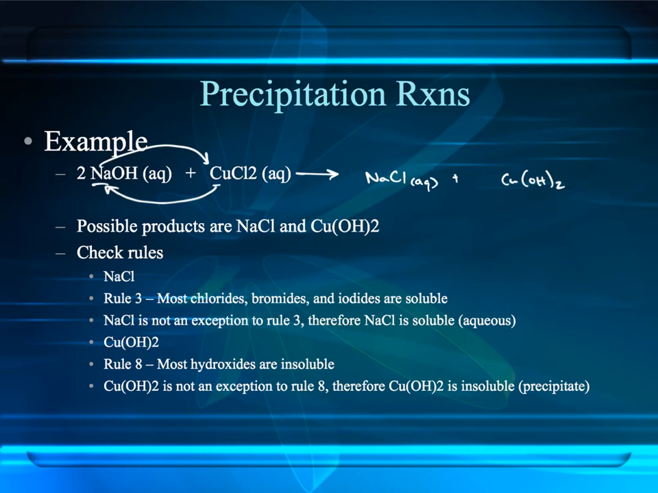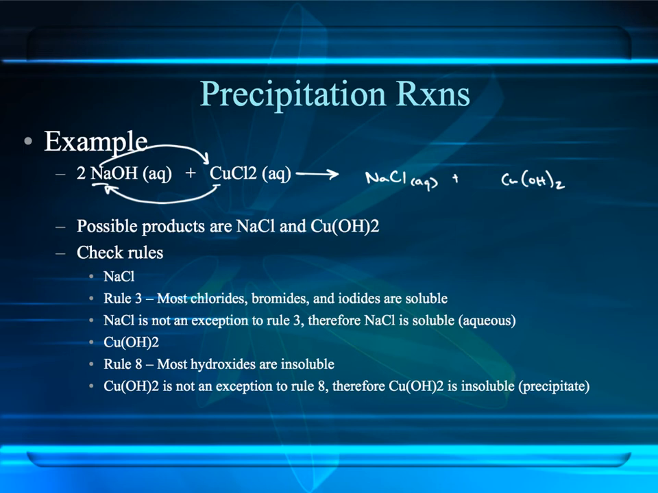And if you check Rule 3, it says most chlorides, bromides, and iodides are soluble. That's what we're looking at down here. Well, this is a chloride. And if you check the table there, there is a list of exceptions, but none of those exceptions are sodium chloride, NaCl. Therefore, it's not an exception to that rule, and rule number 1 would tell you it was soluble anyway. So that one is definitely going to be aqueous.